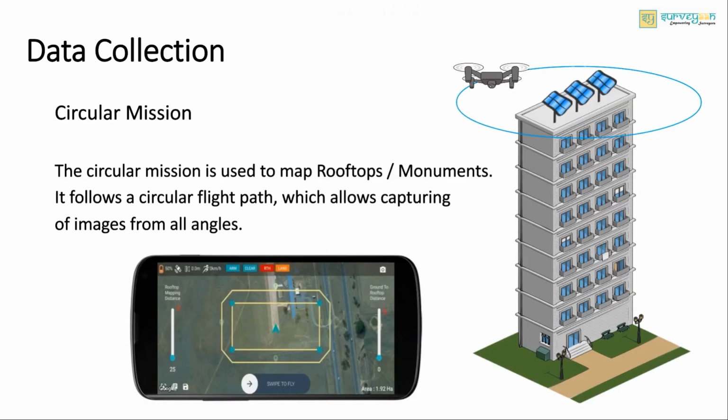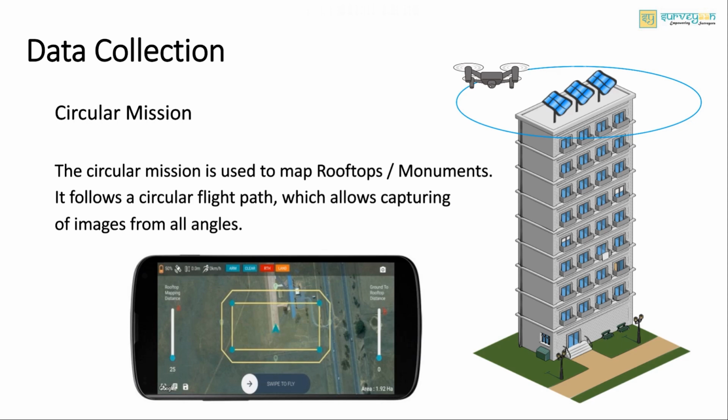The circular mission is used to map rooftops or monuments. It takes a circular flight path, allowing it to capture images from all the angles. Once the area has been marked and the altitude has been set, the drone will fly to the initial position and then begin its mission. It returns to the home position after reaching the endpoint.